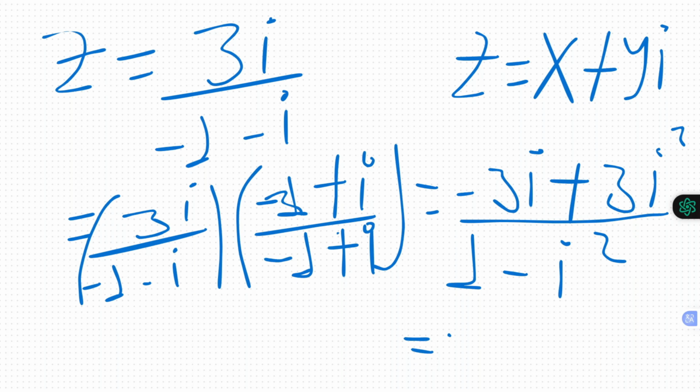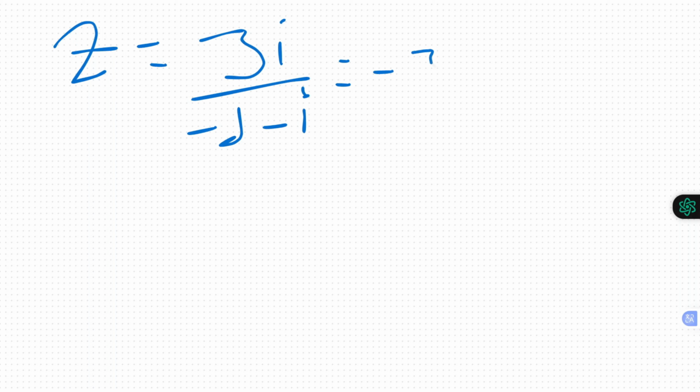From the numerator we have 3i plus 3 times i squared, where i squared is negative 1, so negative 1 times positive 3 gives negative 3. The denominator is 1 minus i squared, where i squared is negative 1, so 1 minus minus 1, which is 2. So now z, which is 3i over minus 1 minus i, is equal to minus 3 over 2 minus 3 over 2 i.